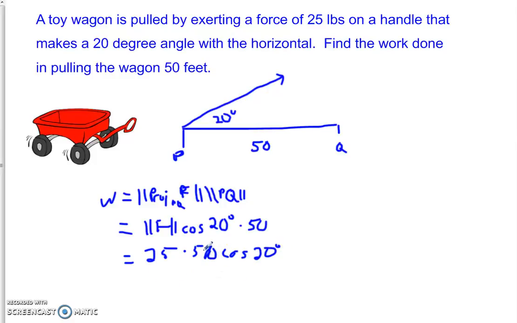That's 50. All right, so that's 1250 times the cosine of 20 degrees, which is equal to, I did this on my calculator already, 1,174.6. And then we're going to label it, since it's a force and we're moving it with pounds on a number of feet, it's in foot-pounds. Kind of a cool little example.